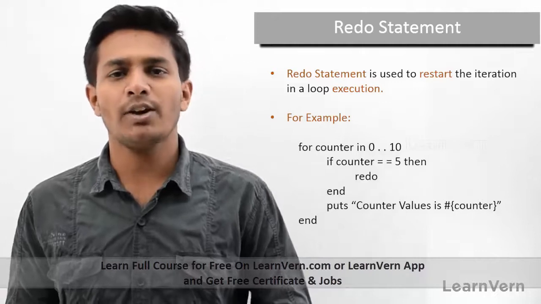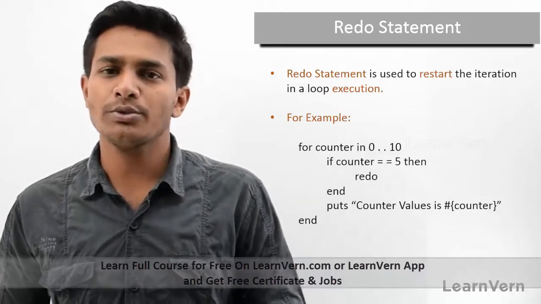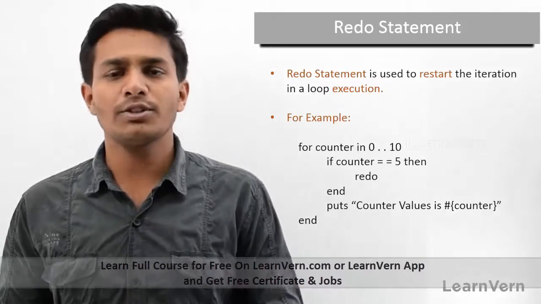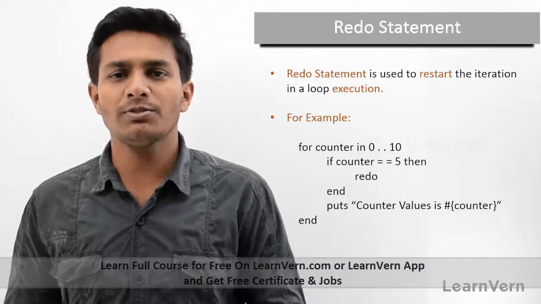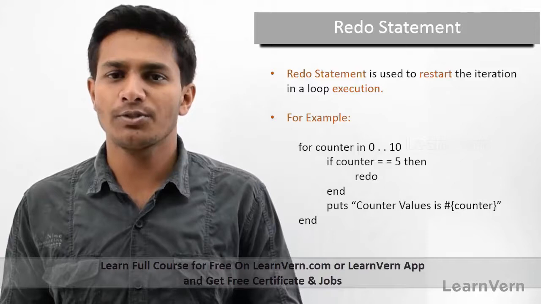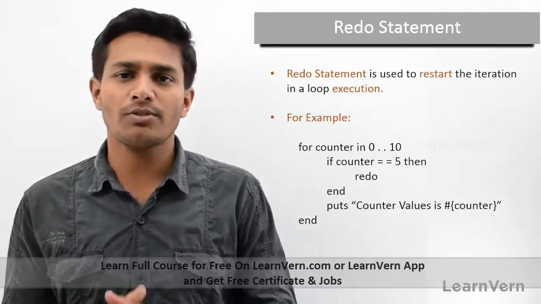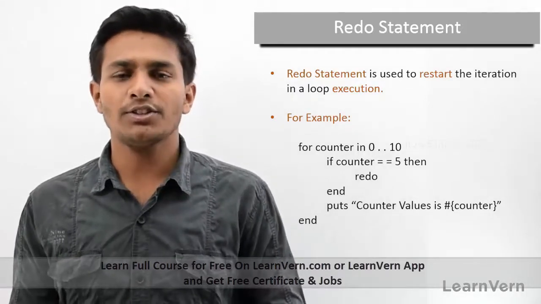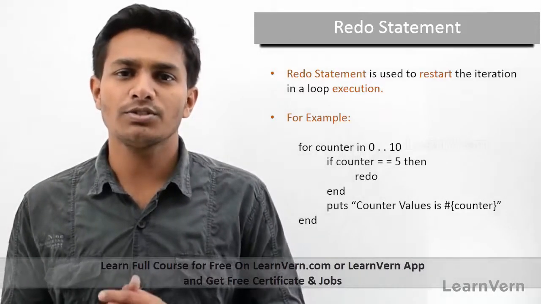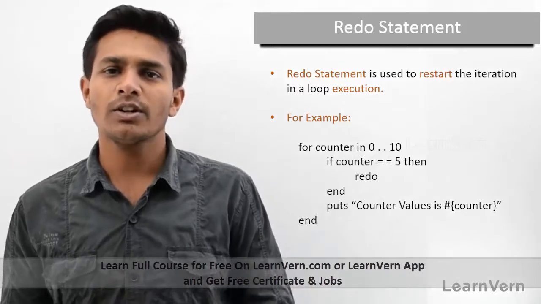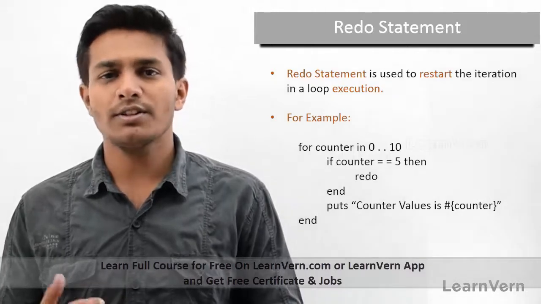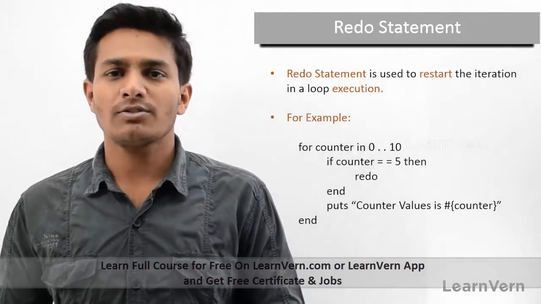So in that case, I have put one condition in the execution block of my iteration: if counter equals 5, I have put one keyword, that is redo. So it will start execution from 0, 1, 2, 3 and 4. But as it reaches 5, it will start the execution from scratch. So the iteration starts again from 0, 1, 2, 3, 4, 5, condition satisfied. Again it will start the execution, reach 5, and again start with 0.